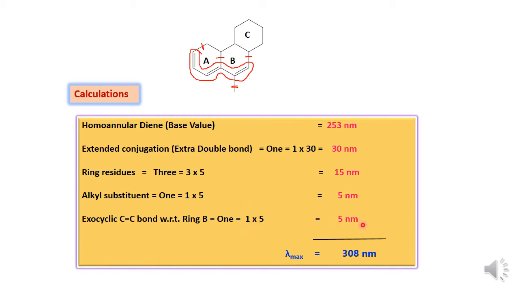to the base value. So in this way you can find that there are 3 ring residues: 1, 2, 3, 3 into 5, 15 nanometer; 1 extra double bond, 30 nanometer; 1 alkyl substituent, so add 5 nanometer; and there is presence of 1 exocyclic double bond with respect to ring B, 1 into 5, that is 5 nanometer. So after addition of all these values, we will get the total, that is 308 nanometer. So the lambda max value for this particular compound is 308 nanometer.